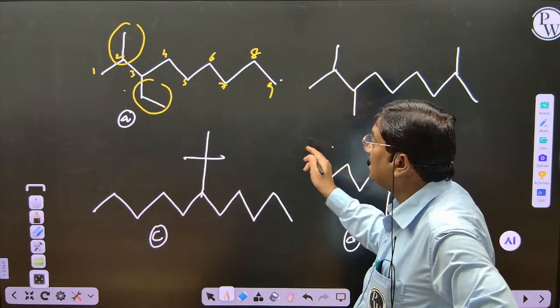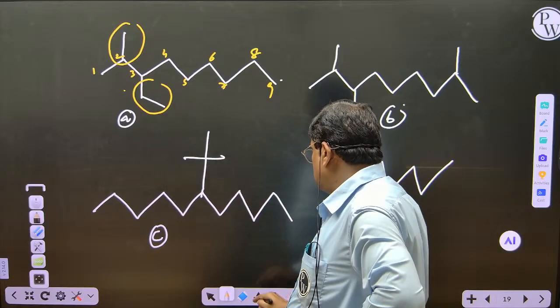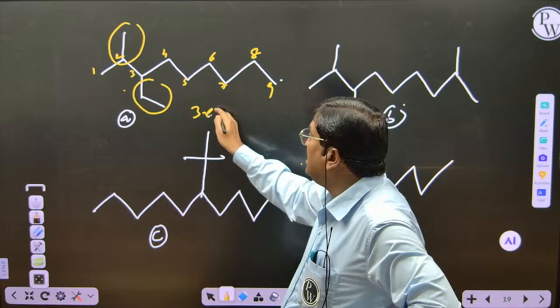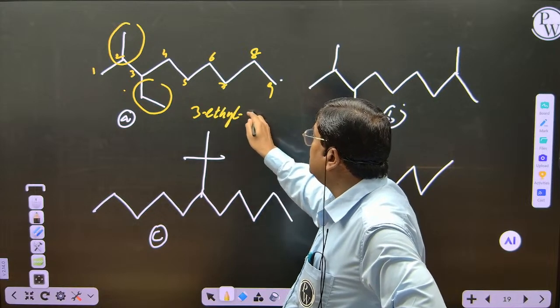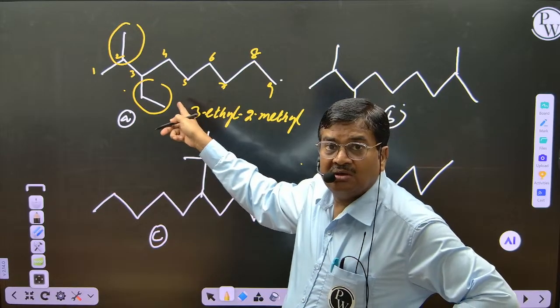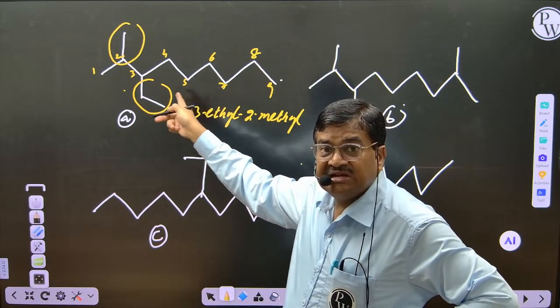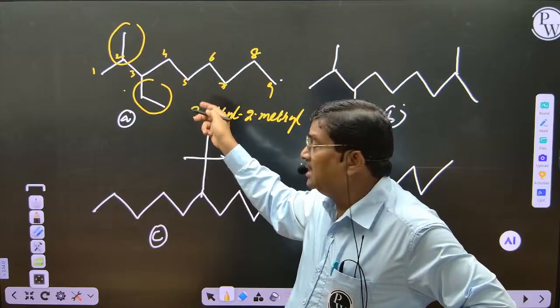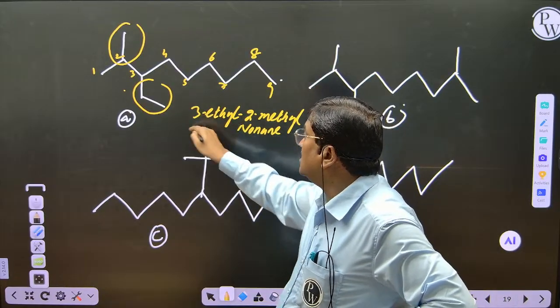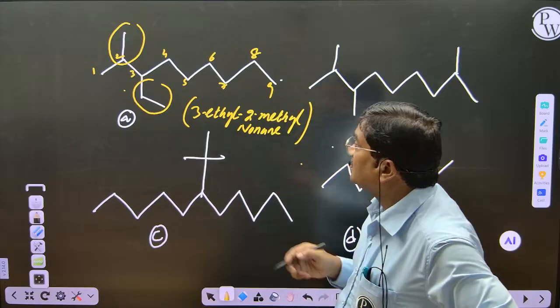3-ethyl. This is what you wrote down, 3-ethyl. Everyone got the same answer. 2-methyl. What is the word root, students? Non. Word root followed by suffix. Single bond, so nonane. Simple nonane. Check whether all of you got the same answer.